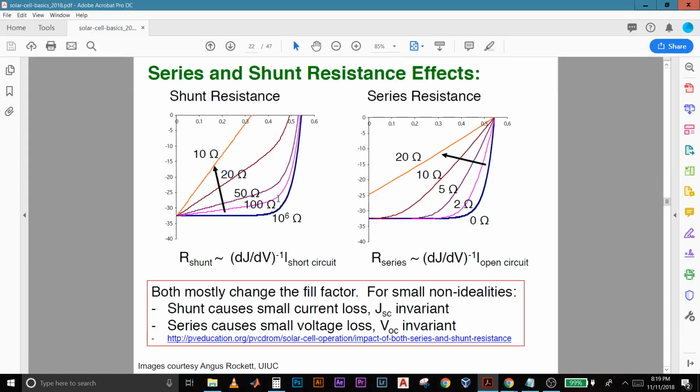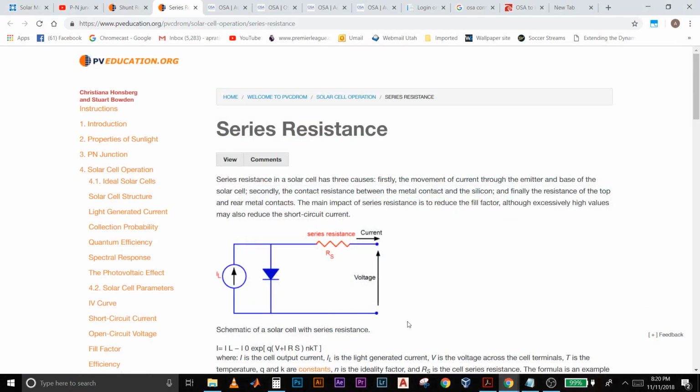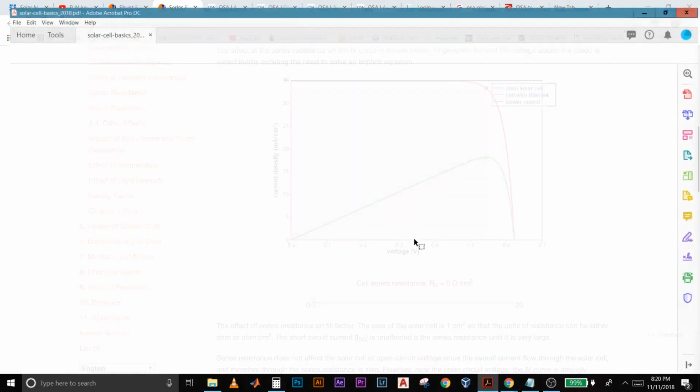This slide shows basically what I just described: when the shunt resistance becomes a large value, like from 10 to 10 raised to 6, the curve becomes better. And when the series resistance decreases, say from 20 to 0, you get a better looking curve. That's all. I think these applets are more helpful.